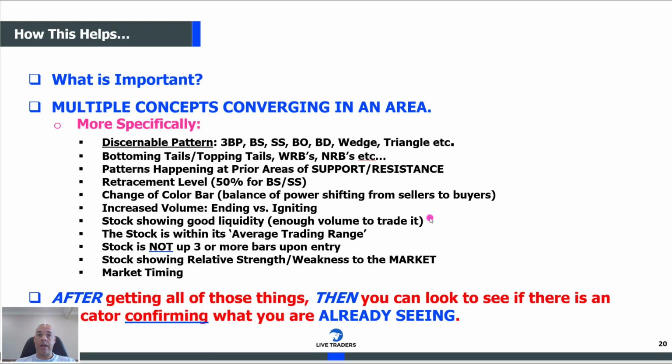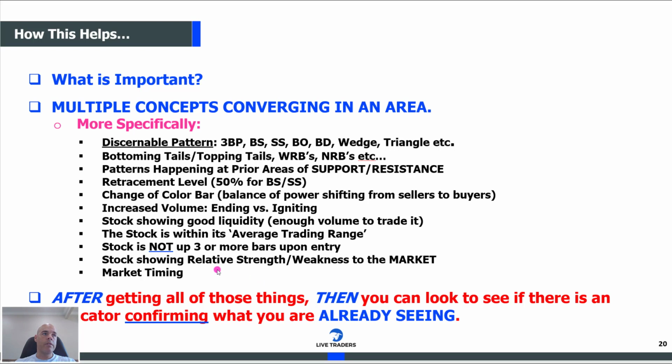You're not. And if you do, you're going to get a terrible fill. Is the stock within its average trading range? Is the stock not up 3 or more bars upon your entry? How many of you out there, admit it, raise your hand, get into stocks frequently that are up 4 or 5 bars in a row? Oh, but it's strong. Sometimes you get away with it, but that's not good trading. That's novice bullshit trading, okay?